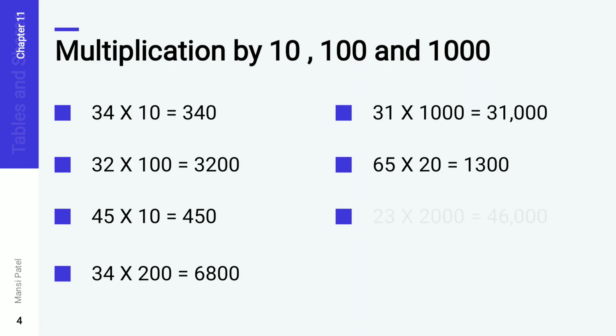The next one, 23 multiplied by 2000. So first in this, which are the numbers? 23 and 2. So what do you want to do? You have to do first the multiplication. 23 multiplied by 2. 23 twos are 46. And in 2000, how many zeros are there? Three zeros are there. So you have to write down the answer, 46,000.